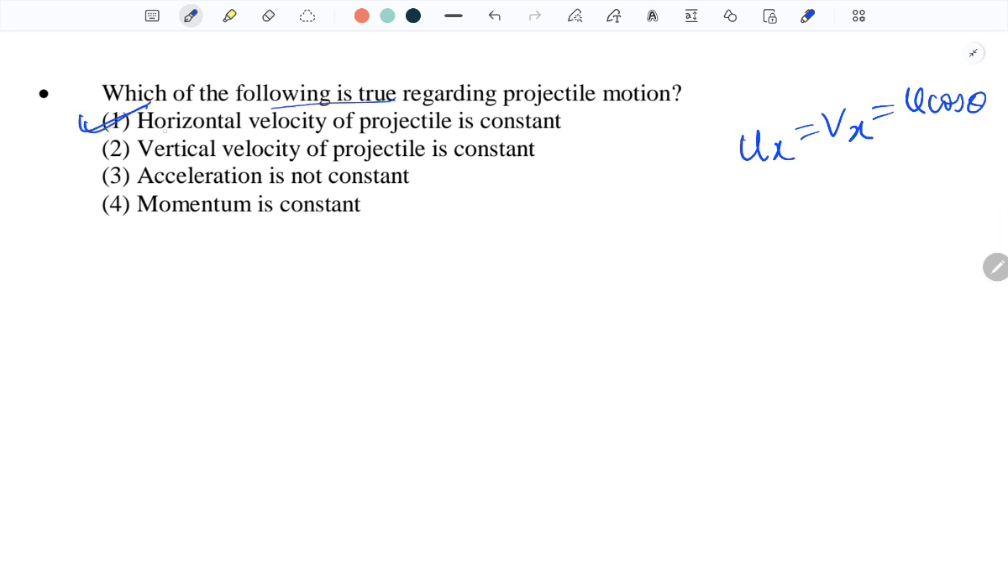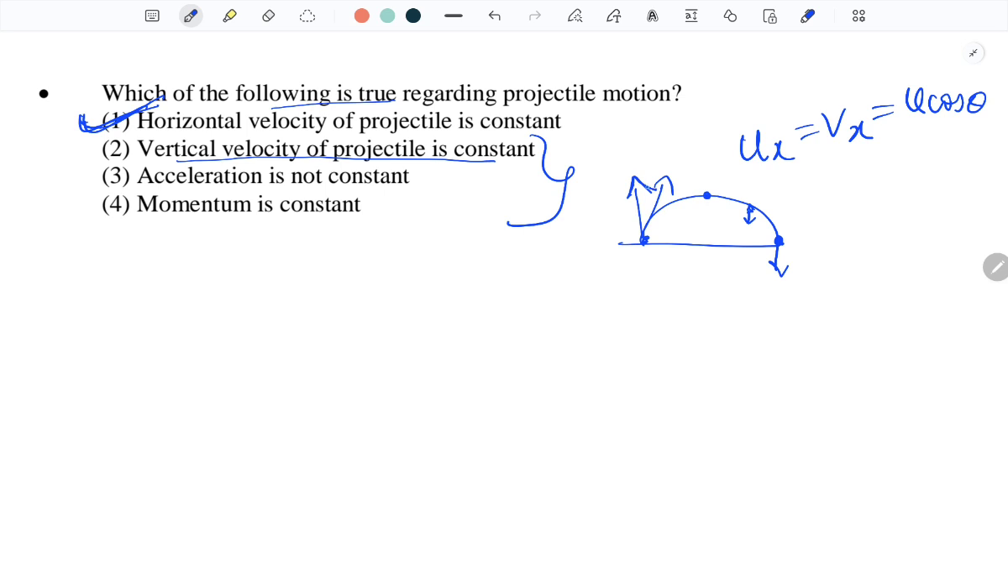Guess what? Which of the following is true? We have already got the first one itself to be true. The remaining 3 must be wrong. Vertical velocity of projectile cannot be constant. I have already told, whenever a body becomes a projectile, in the starting its vertical velocity will be maximum. At the highest point it will be 0, and somewhere here it would have become negative. Here it becomes negative maximum.